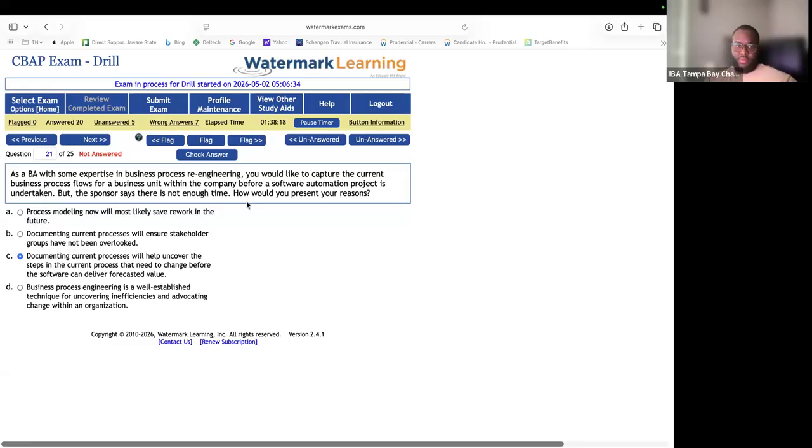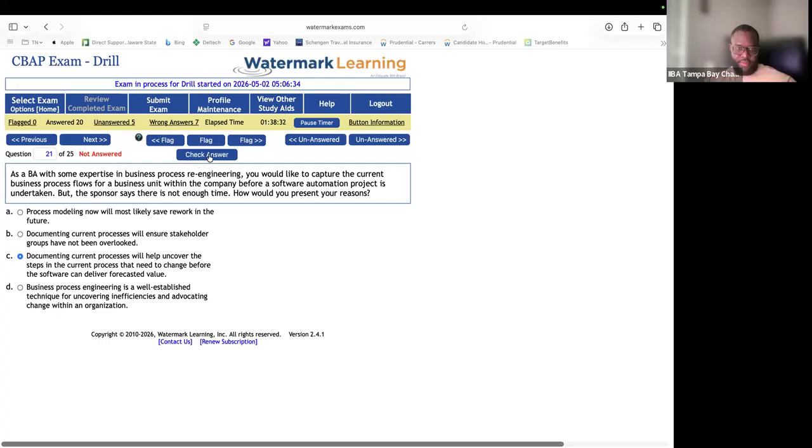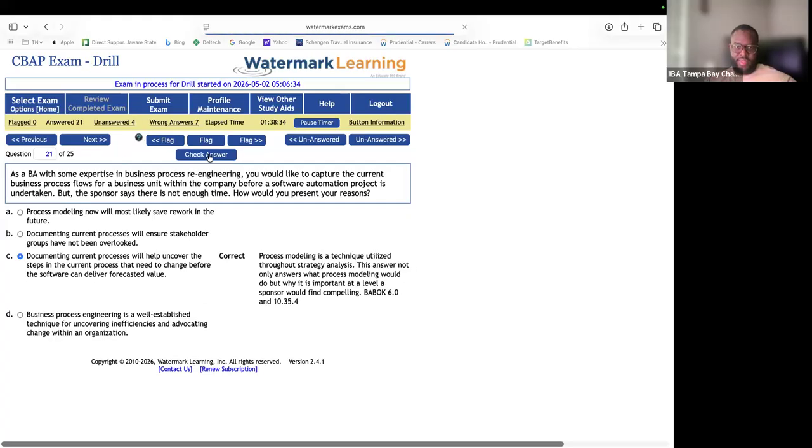Change. Yes, I would also go with C. I believe it's the best answer. A and B also happen to be the case, but C, I believe, is the best answer. Okay. Let's see. Yeah, same.